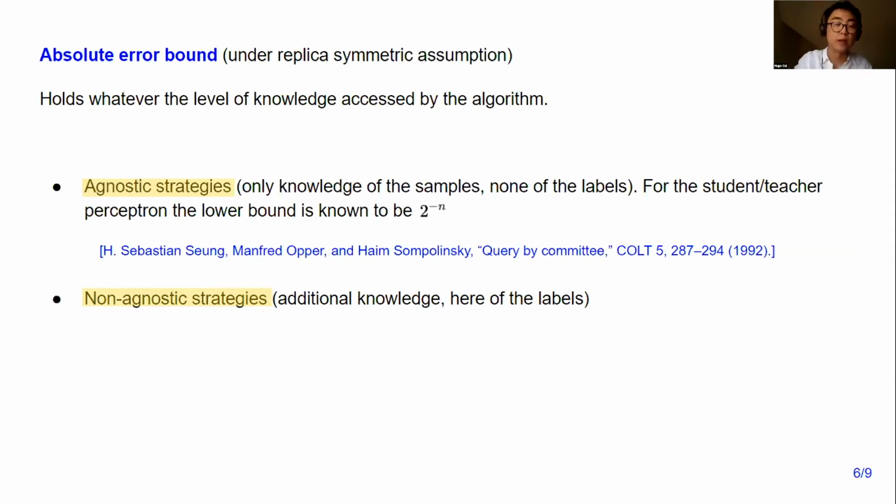So this is not completely cheating, because if you think about, for example, an NLP classification task, you can run a quick step of keyword analysis to get an idea of what the true label is, and you can then leverage that knowledge to get a smarter selection. So this slide is just to say that there are several levels of more or less informed strategies, and that our bound holds for any of them.